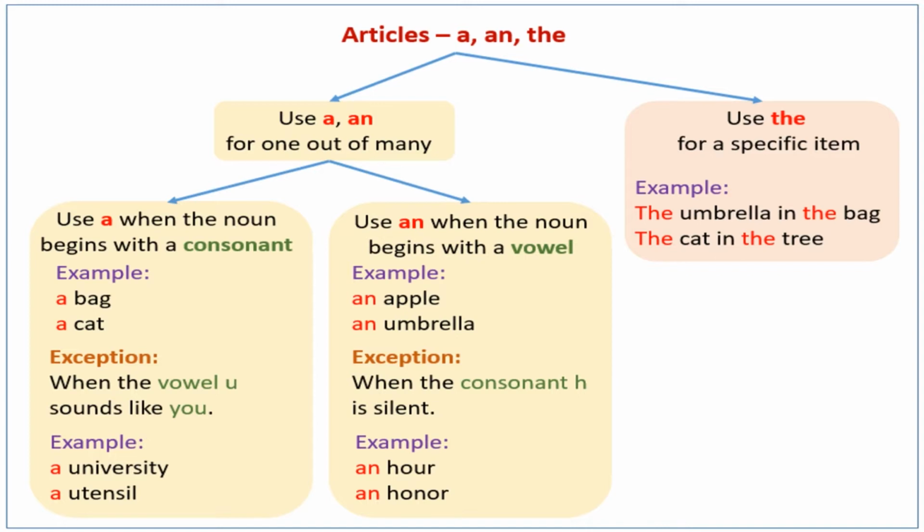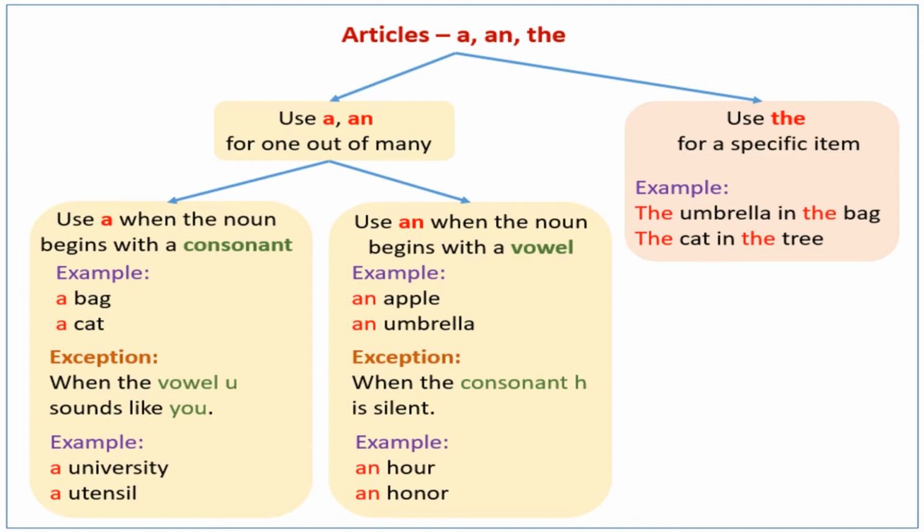So there is a difference between consonant sounds and vowel sounds. University starts with a consonant sound, like a utensil. That is not a vowel sound. Here the vowel sounds are A, E, I, O, U. So we use an when H is silent, as in an hour and an honor, which start with a vowel sound. And next, definite articles.